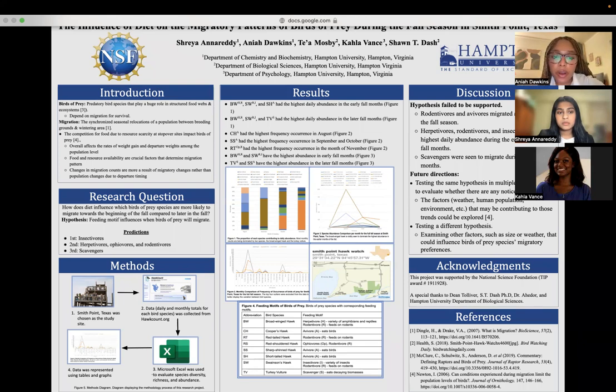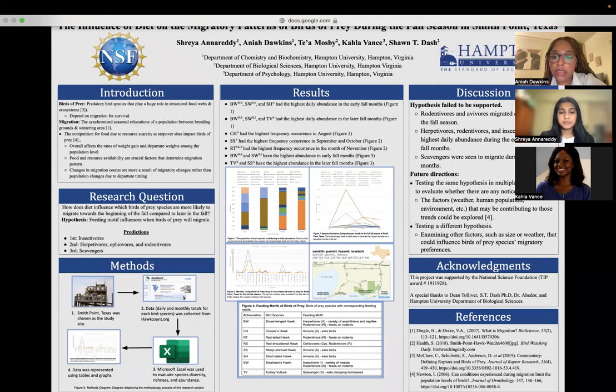So for figure 1, we see that the brown color is dominating throughout the whole fall season, which is represented by the broad-winged hawk, which is a herpetivore, which eats amphibians and reptiles, and a rodentivore. And then we also have the Swainson's hawk, which is a rodentivore and insectivore. And the short-tailed hawk, which is the ovivore, which eats other birds. And those have the highest daily abundance in early fall months.